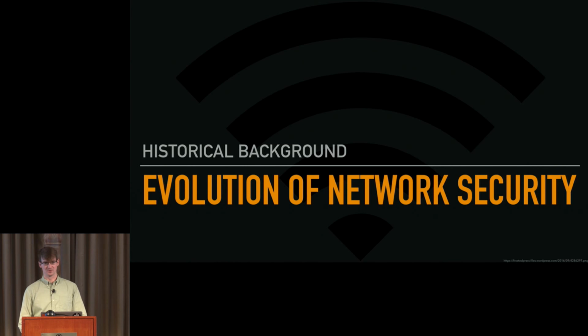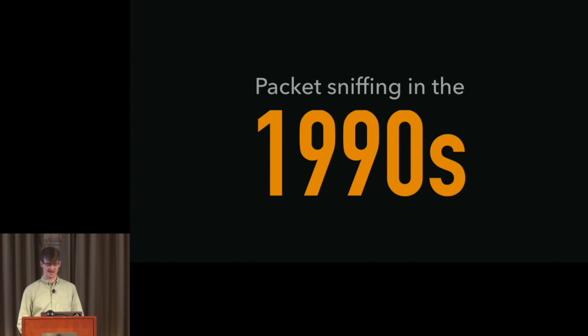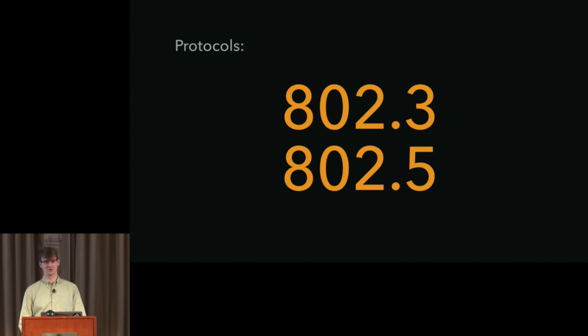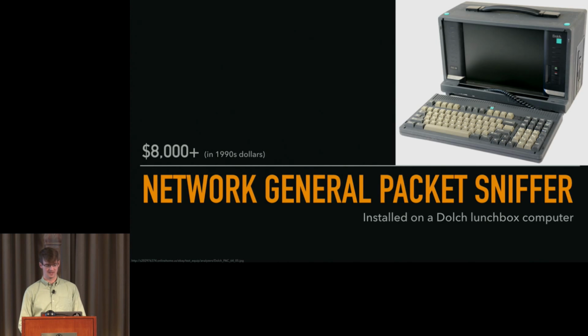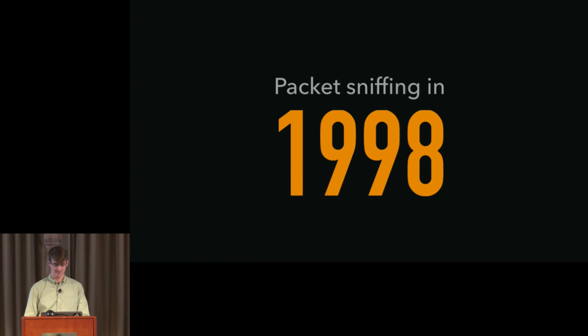So a quick run through of some of the evolution of the technology and techniques that are used to secure networks. Packet sniffing back in the 90s was largely a reduced experiment versus what we have now. There were really two protocols one had to concern oneself with. You had 802.3, which is Ethernet, and 802.5, which is token ring. And if you wanted to look into those, it likely involved buying an expensive proprietary computer and running expensive proprietary software on it. So that's not great.